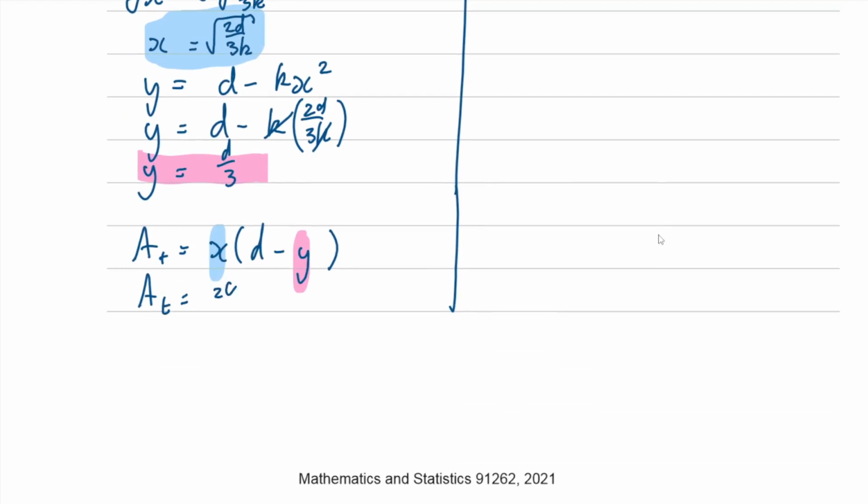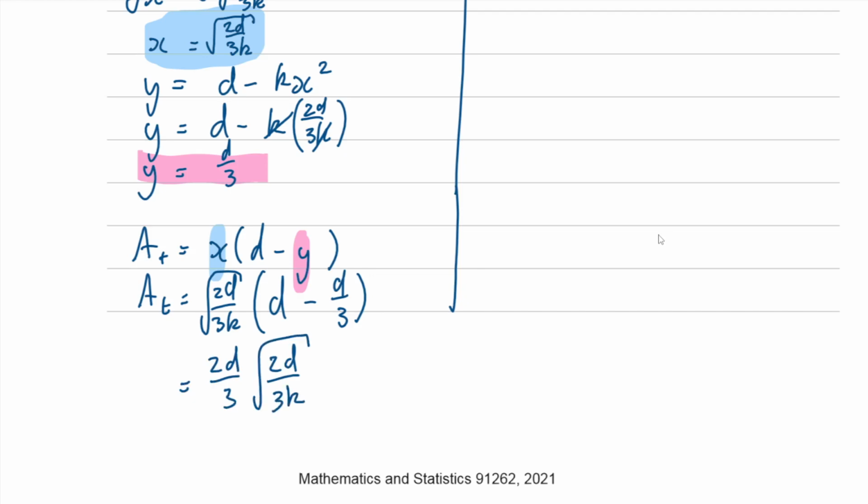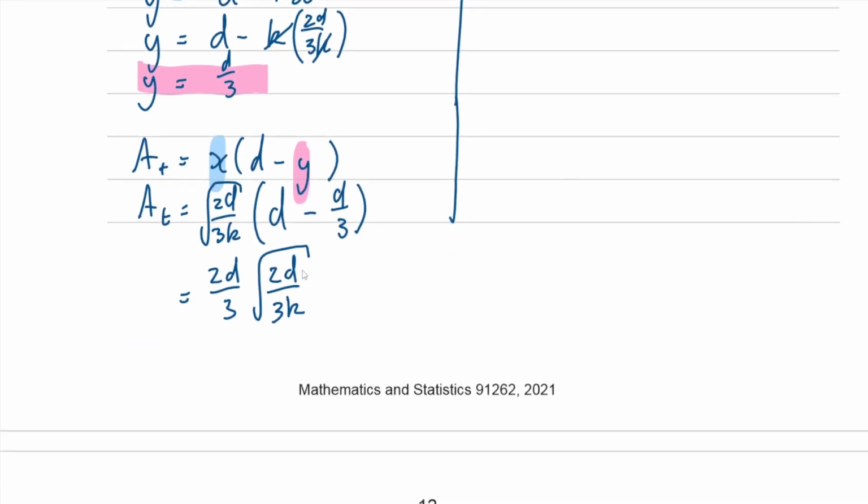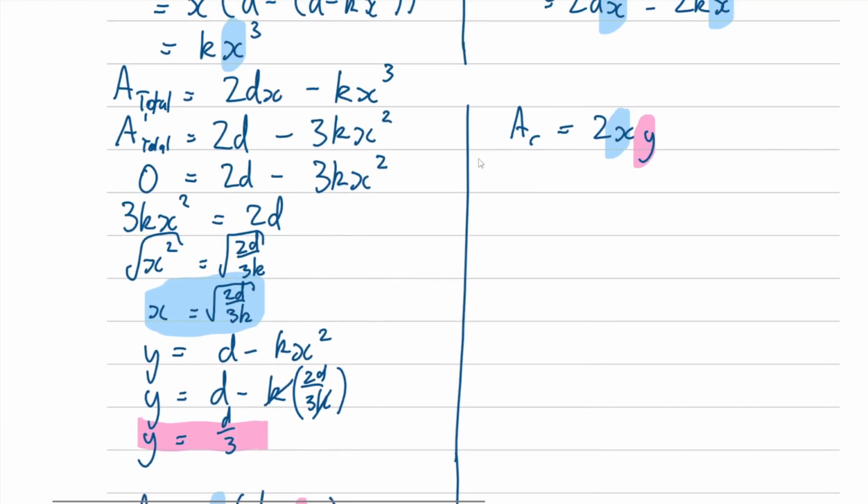So x is the square root of 2d over 3k, all times d minus d over 3. So that's 3d over 3 minus d over 3, which leaves 2d over 3, times the square root of 2d over 3k. Alright, and I'll just stop there. You could take it further, but let's see what the other expression looks like.